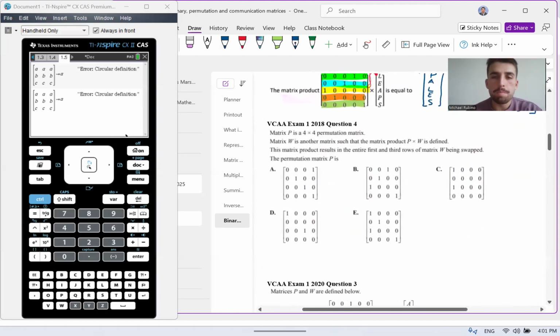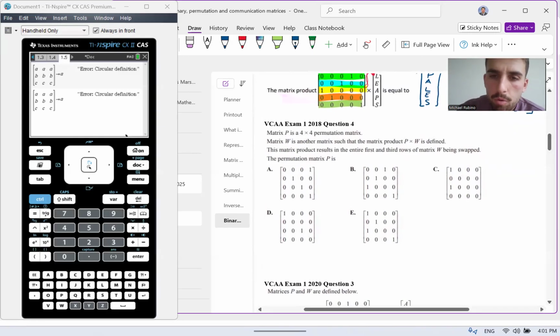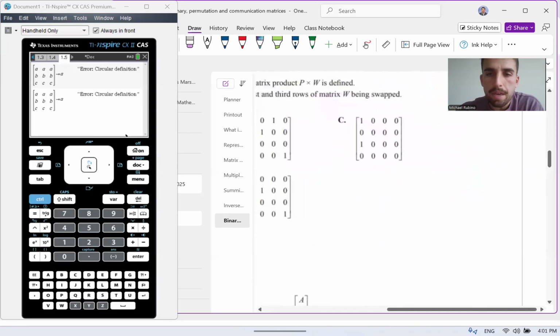All right. Matrix P is a 4x4 permutation matrix. Matrix W is another permutation matrix. The matrix product results in the entire first and third rows being swapped. Okay, so PW works. We want to find P.